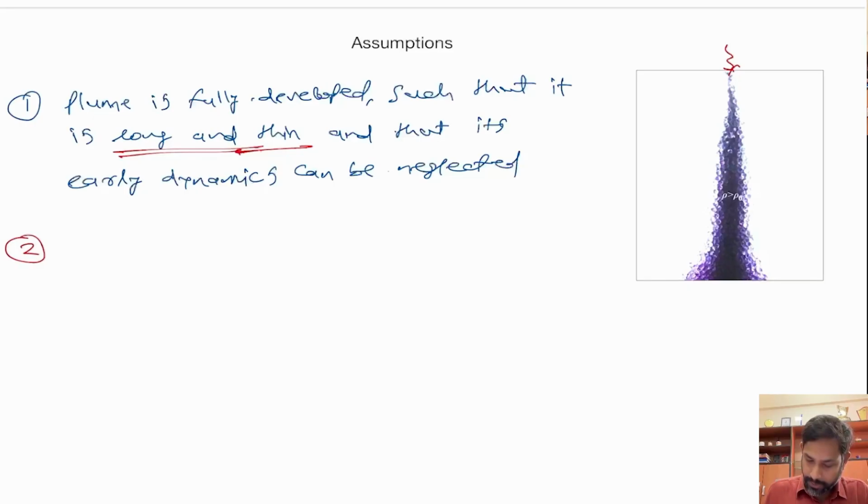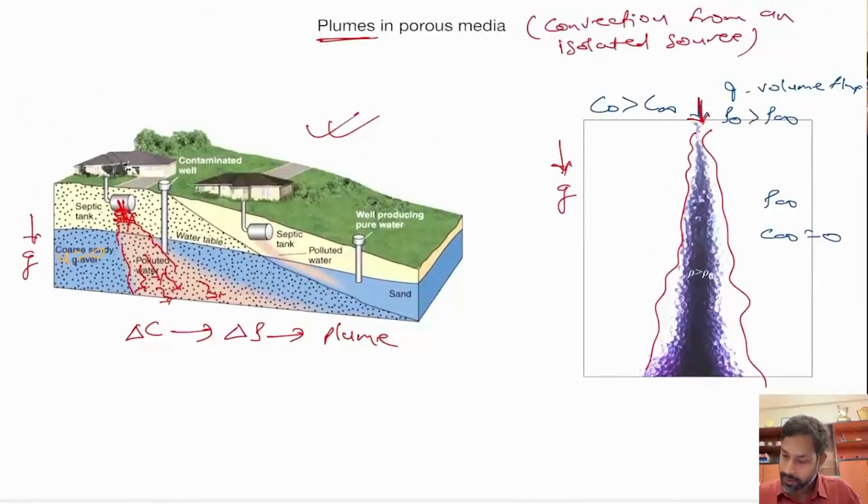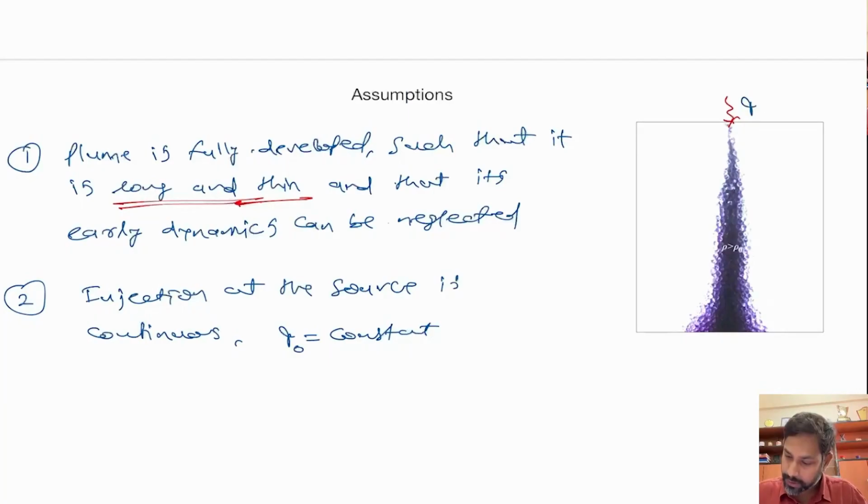Okay, so this will make our theoretical formulation easier, and that's why we are assuming this. Okay, and then we assume that injection at the source is continuous such that Q is constant. So we will call it Q naught here instead of just calling it Q. So here it is Q naught, that is the volume flux.